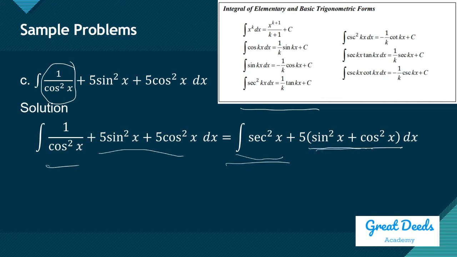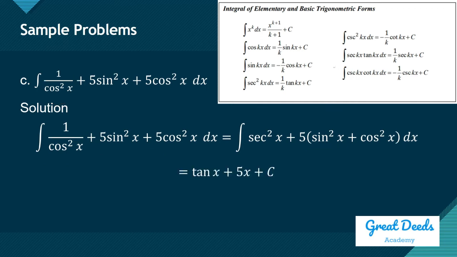Now, look at this one. This is just your Pythagorean identity that is equal to 1. So this one becomes the integral of the square of secant of x dx is equal to tangent of x. This one is just 5 times 1 dx. And the integral of that is just 5 times x. And then, of course, plus c.